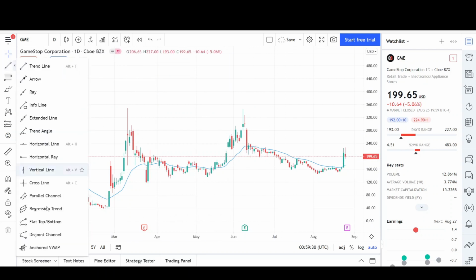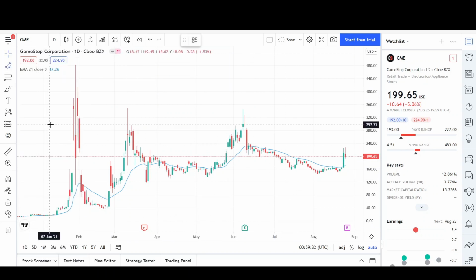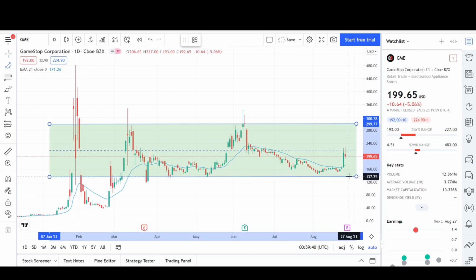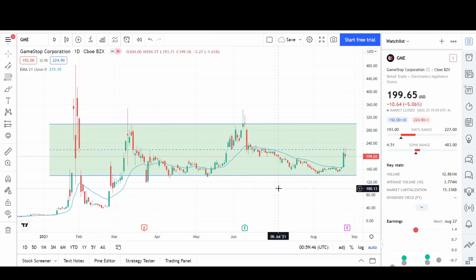So if I were to draw a range, it looks like the highs would be at this level right around here, which would be the $300 level, and the lows would be right around the 138, probably like the 140 level, and that's the range.